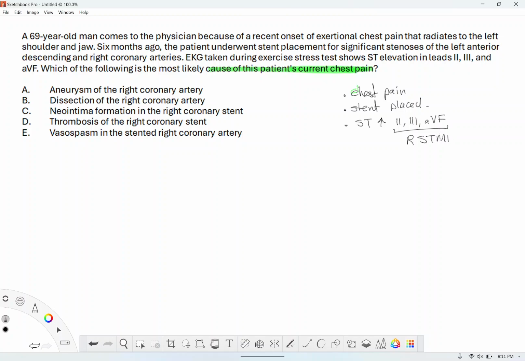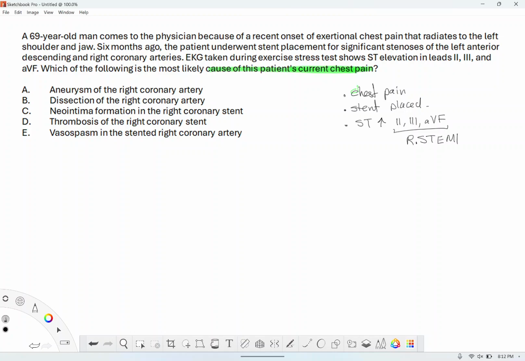Oh, what am I missing? ST elevation MI, right? That's what STEMI stands for. So I'll just put right STEMI. So this person is having right STEMI. So therefore, everything will be the right coronary artery. Yeah, I thought it would be left in there, but there's no left coronary artery.